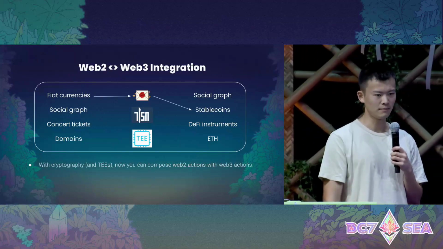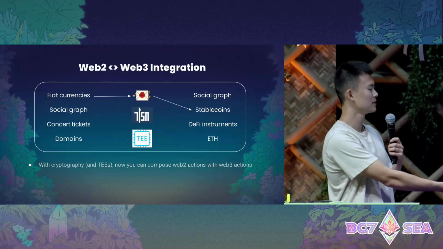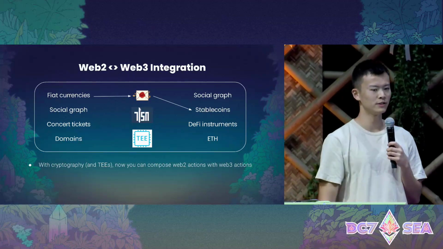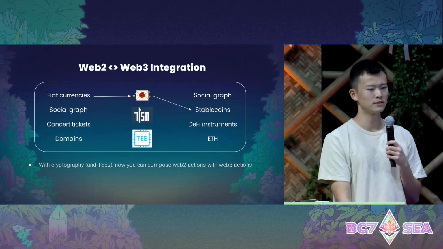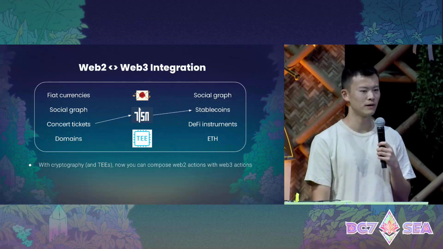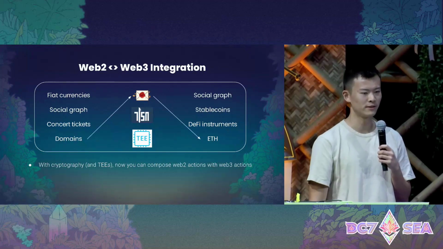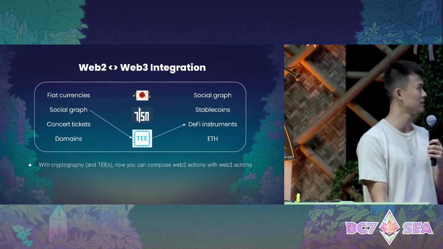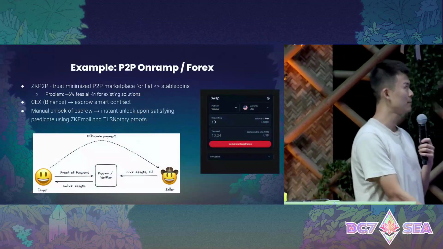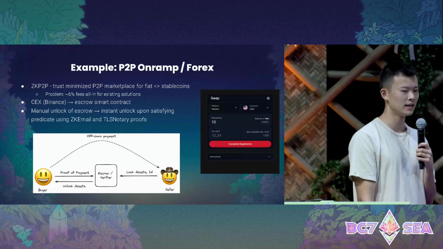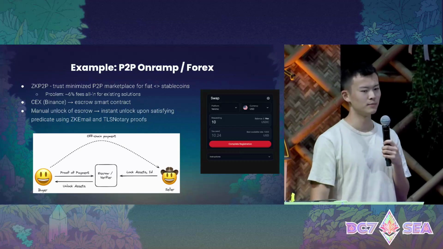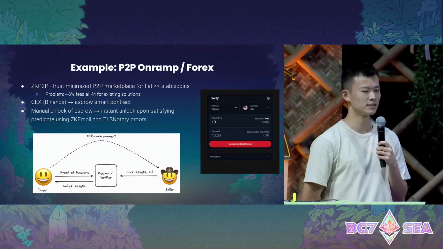But now with these tools, we can compose any kind of Web 2 action with Web 3 action, such as proving a fiat transfer using ZK email to swap for some stablecoins on-chain, or proving ticket transfer using TLS notary to swap for stablecoins, or swap domains for ETH, etc. Or even put a social graph inside a TEE to do some DeFi stuff with. An example of this flow that is in production today is ZK P2P, the project I work on. It fixes some of the issues I mentioned earlier, such as the high fees.